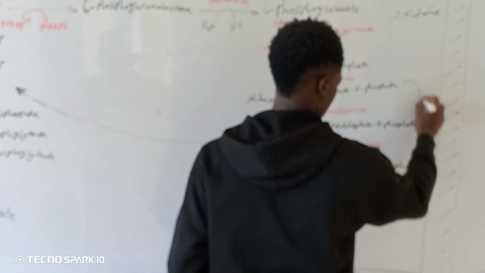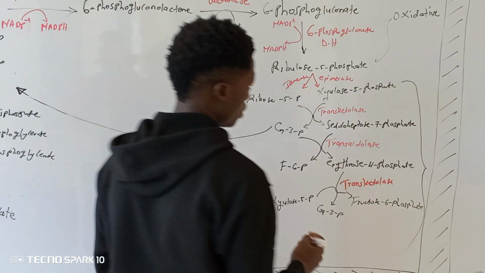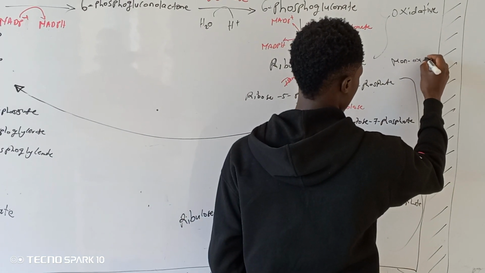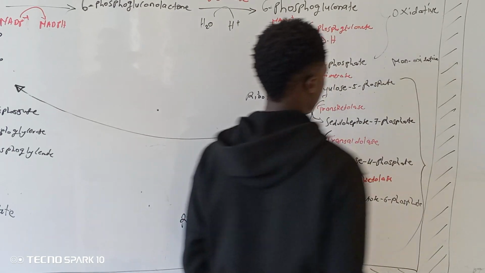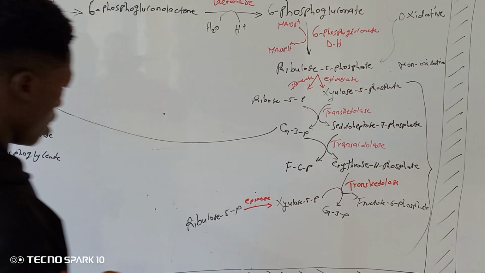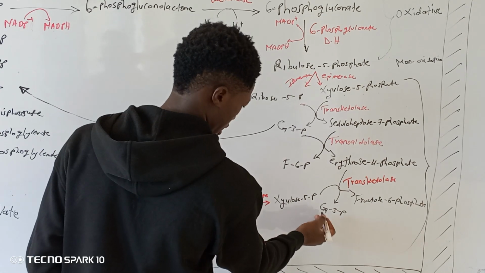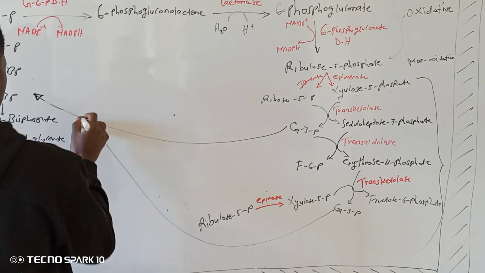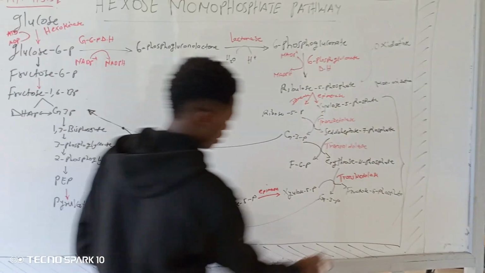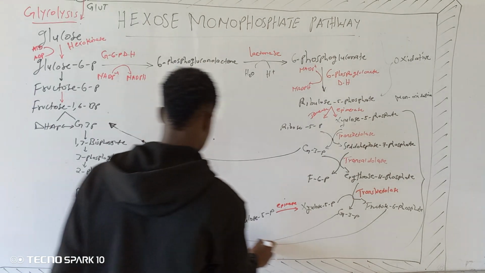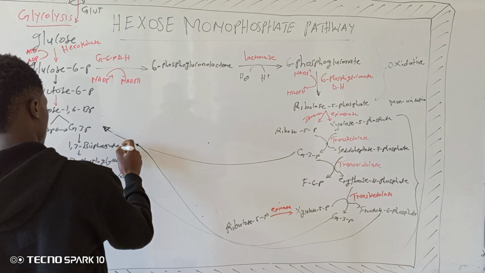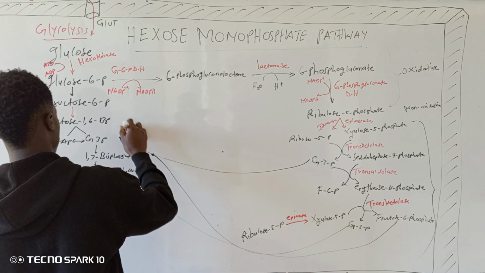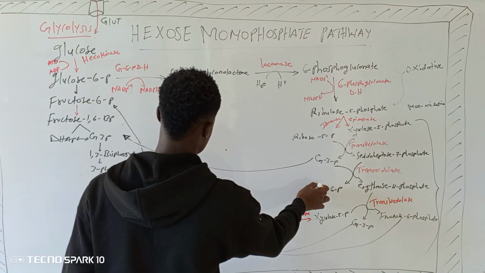All these steps from this one here constitute the non-oxidative part. Now, these products such as glyceraldehyde phosphate can come into glycolysis, right? Fructose 6-phosphate, the same thing, can come.